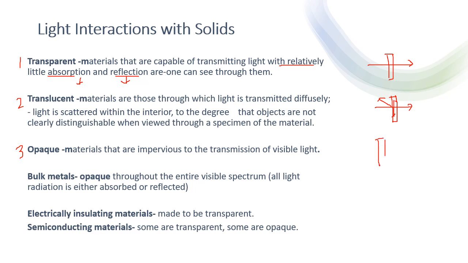While for opaque, the transmission of light is not allowed. So the light will either be fully absorbed or fully reflected, or a combination of absorption and reflection. Bulk metals are opaque throughout the entire visible spectrum, which means all light radiation is either absorbed or reflected. Electrically insulating materials can be made transparent, while for semiconducting materials, some are transparent and some are opaque.